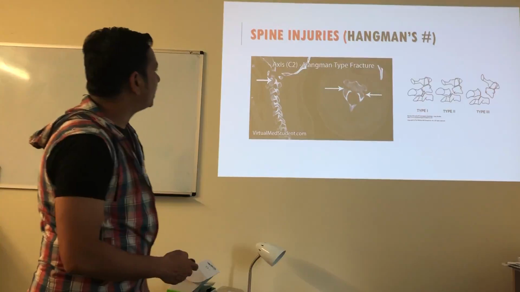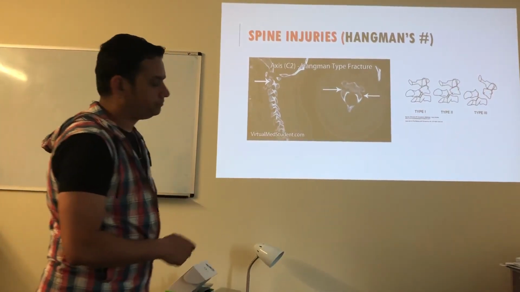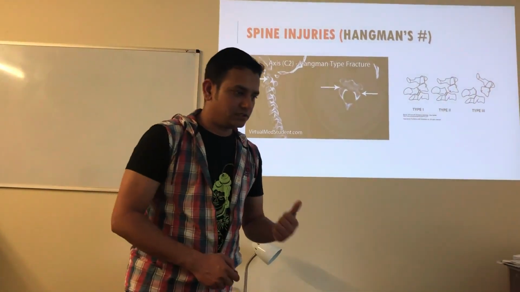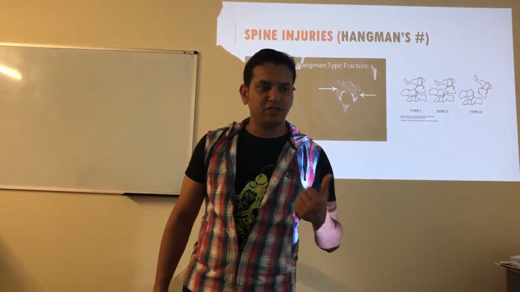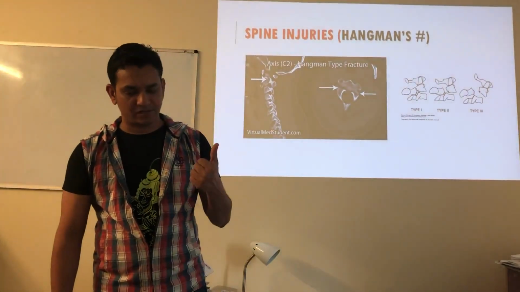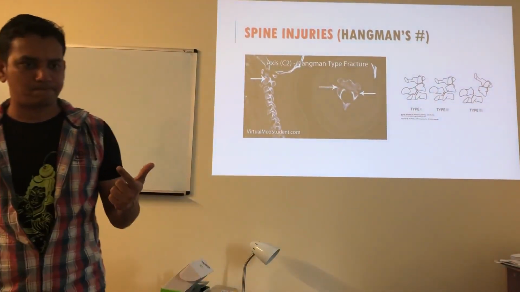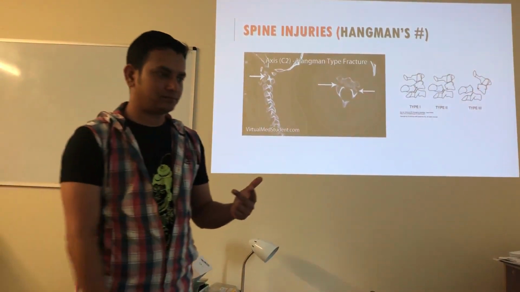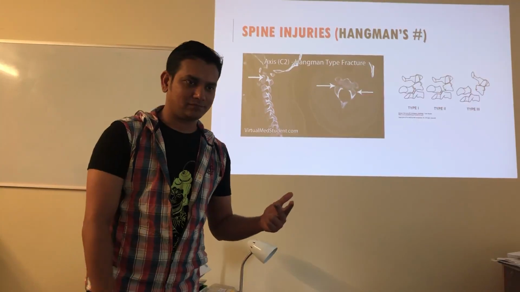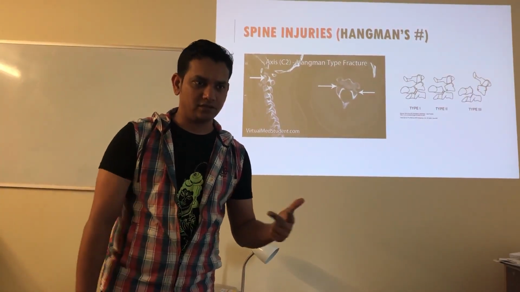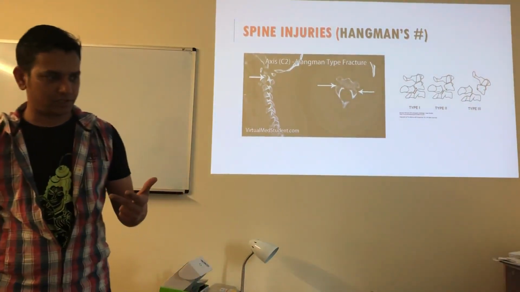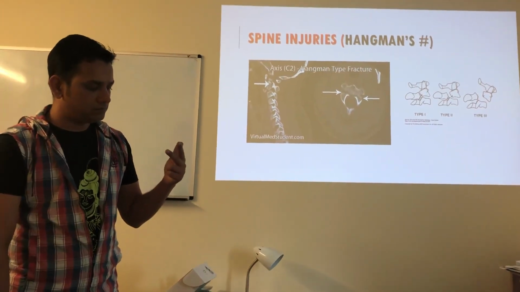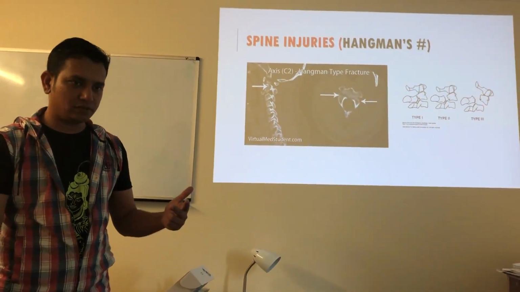Let's see fractures of the spine. Name them, just name them. C1: Jefferson. C2: Hangman. Vertebral body: Chance, Chance fracture. Transverse process of C7.